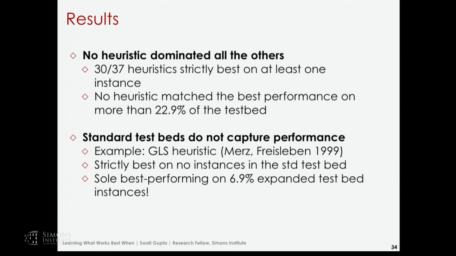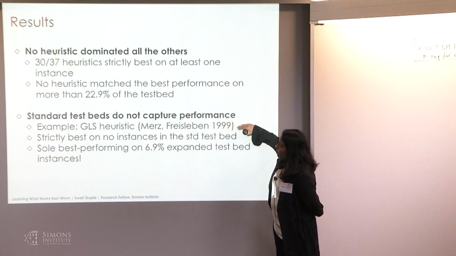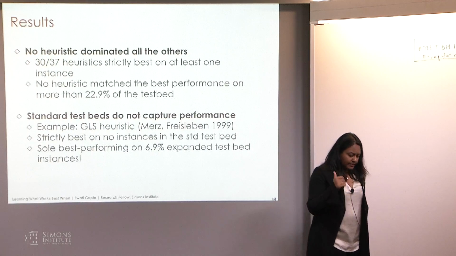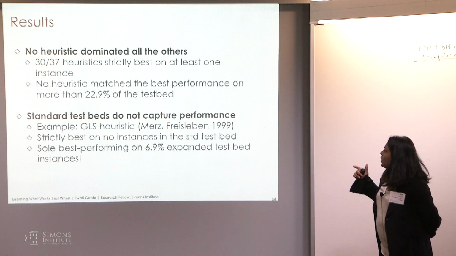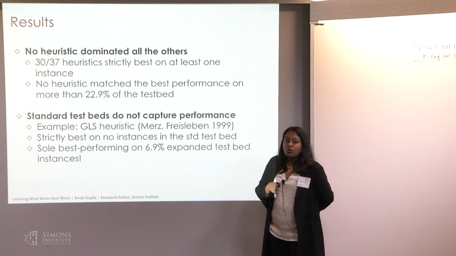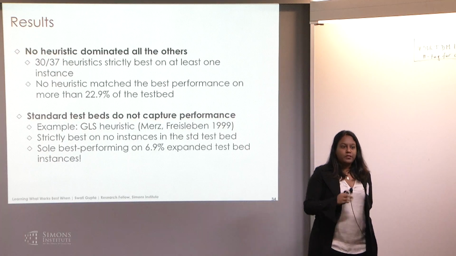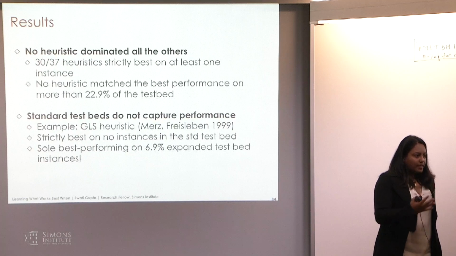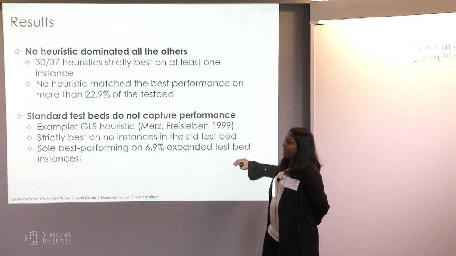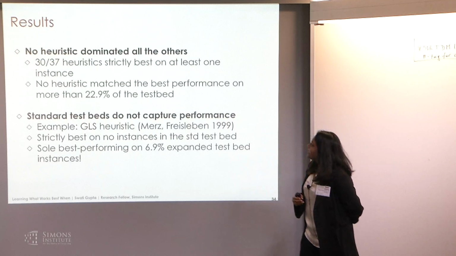We realized that actually no heuristic dominated on all the instances, which was very interesting. In the standard test bed, it seemed like some heuristics were not doing too well. For instance, there's GLS, the genetic algorithm with local search heuristic of Merz and Freisleben in 1999. It was strictly best on no instance in the standard test bed, but was strictly best on 6.97% of instances in the expanded test bed. That just shows that you cannot write off any heuristic without extensively testing it.